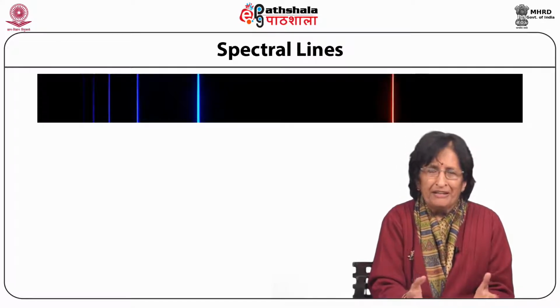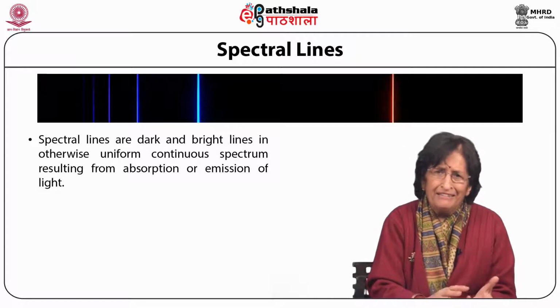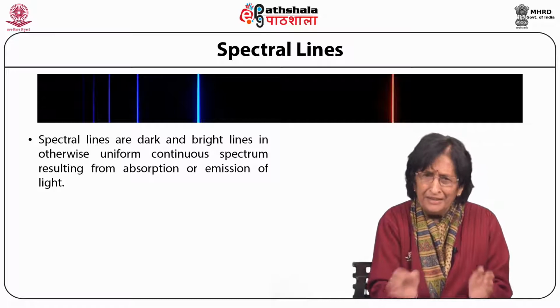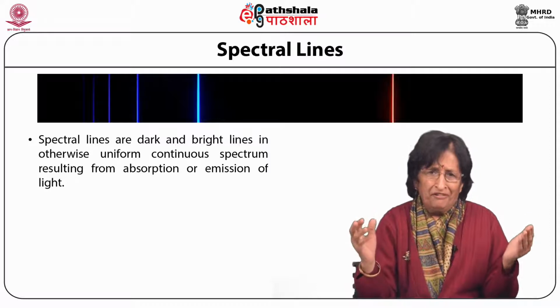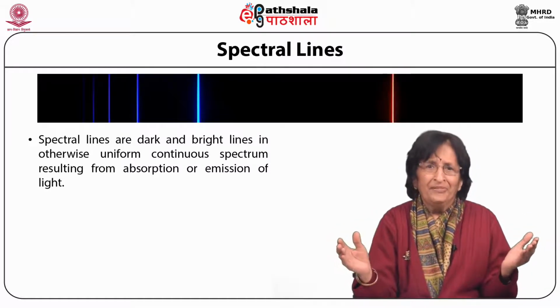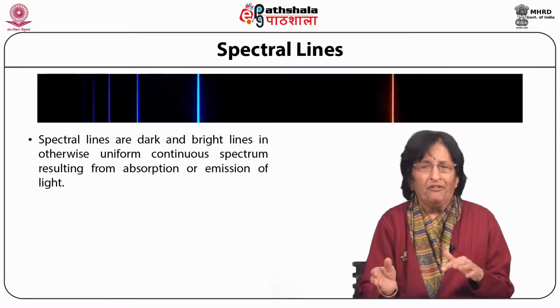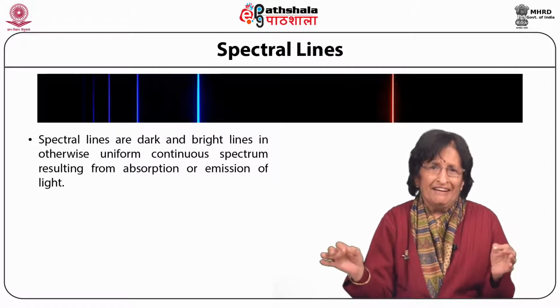Everybody talks about spectra and spectral lines. But spectral lines are dark and bright lines on an otherwise uniform, continuous spectrum or medium, maybe black or white or of a different kind, and they come from the absorption or emission of light within the substance, and that's why you see them as different lines.